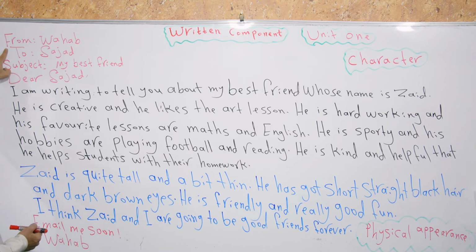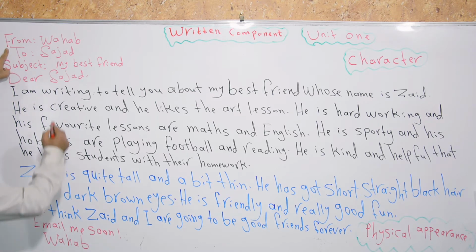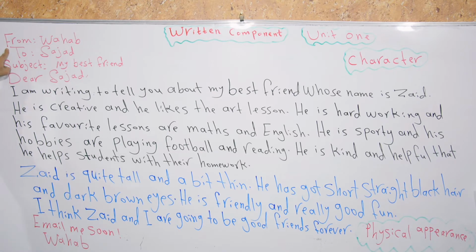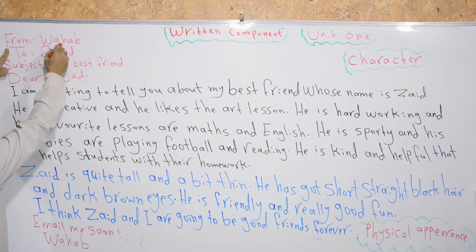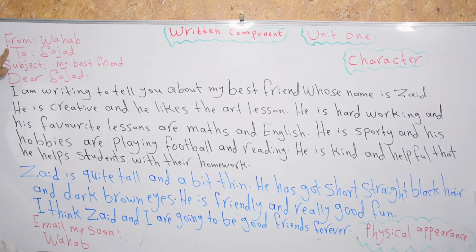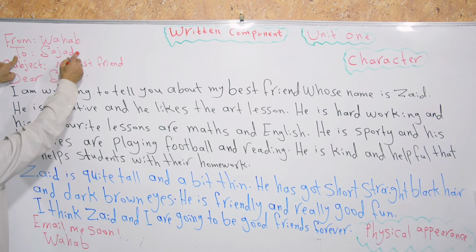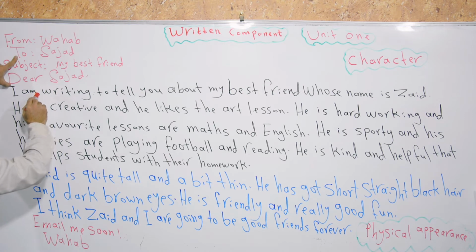Again, when I say, for example, when I write from Wahab, so the right of the email, for example, my name is Wahab. From Wahab, here the name of the writer. We can write Wahab at the end of the email. From Wahab. To the person who reads the email, for example, Sajjad. Here, when we greet him, we say dear or hello, Sajjad.